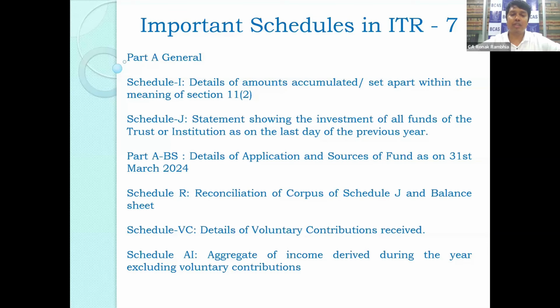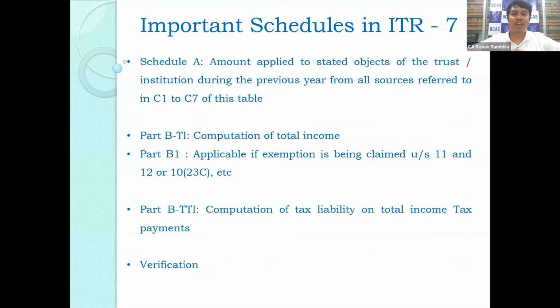Then there is Schedule VC, which is the details of the voluntary contributions received during the year by the charitable trust. Then you have Schedule AI, which is the aggregate of the income derived. So here you have the income derived during the year, excluding the voluntary contributions during the year. Then where this income has been applied has to be mentioned in Schedule A against the stated objects of the trust or the institution as applicable, and this has to match with your income and expenditure account.